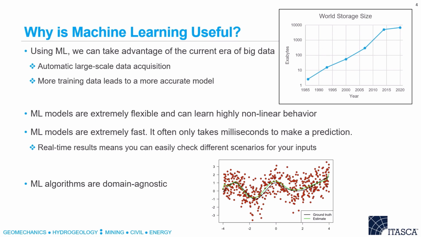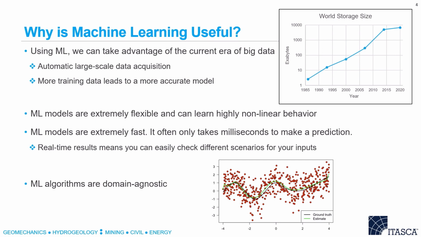There are 3 big advantages of machine learning. The first is that machine learning models are extremely flexible and can learn highly nonlinear behavior. This is especially powerful when there is no explicit physical relation between your inputs and your outputs. The second is that machine learning models are extremely fast. It typically only takes milliseconds to make a single prediction, essentially in real time. Real-time results means you can easily check different scenarios for your inputs. This can further empower you to incorporate these models into simple, easy-to-use web applications, which I will be discussing later.